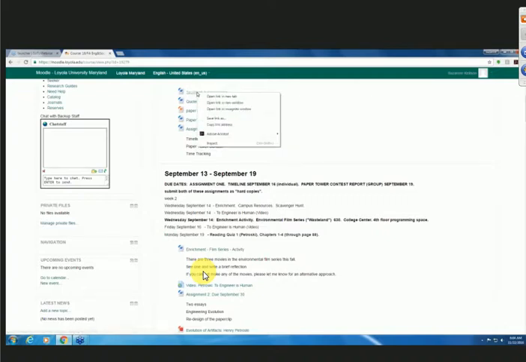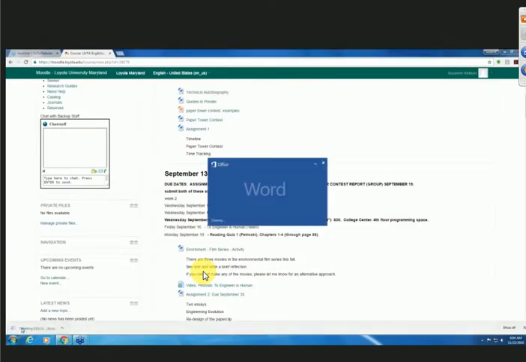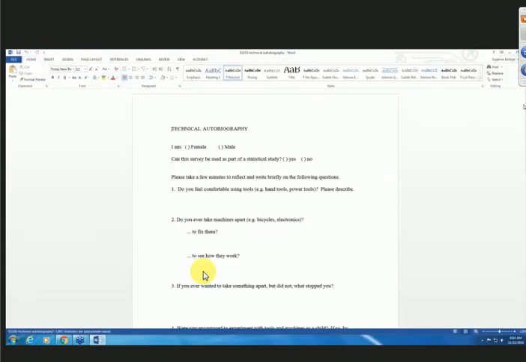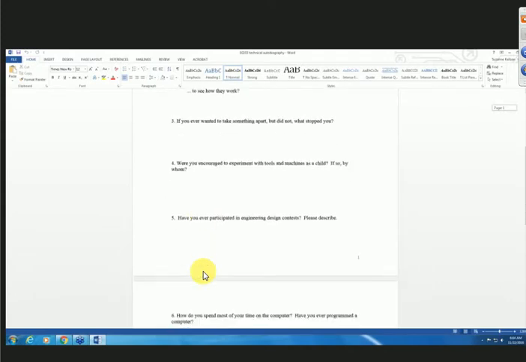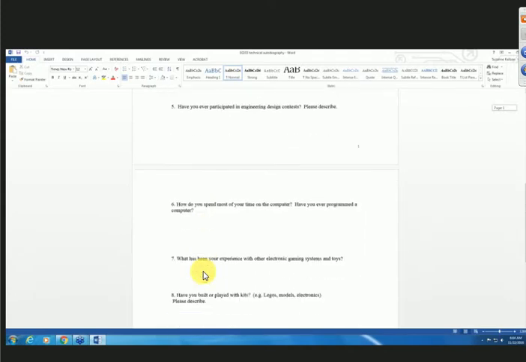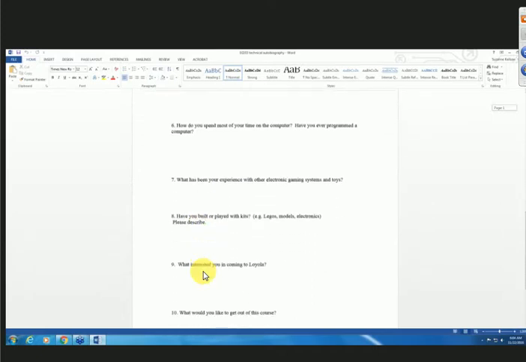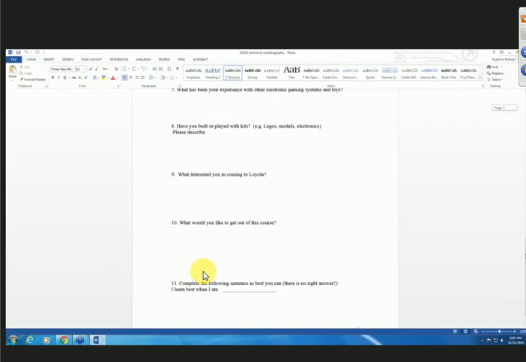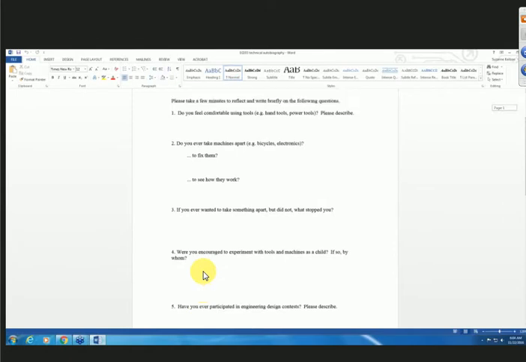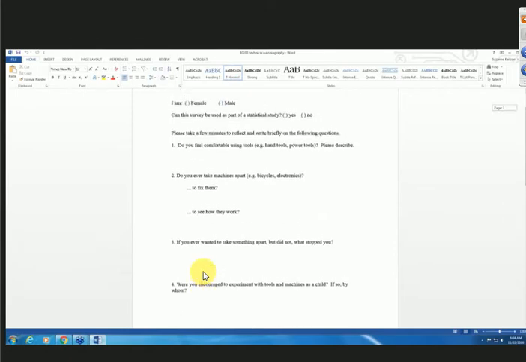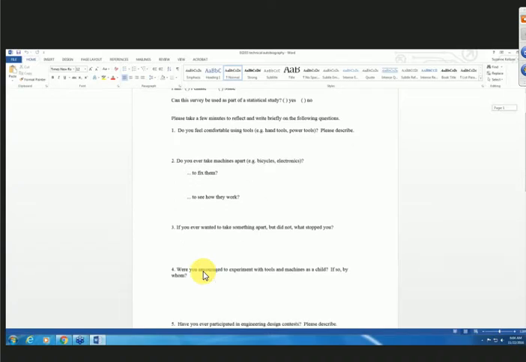So in that technical autobiography, I ask questions about what they have experienced and how they feel about using tools and machines, doing experiments. Have they done design contests? How do they use the computer and so on? So you can see here just some basic questions that I ask. And what I have found over the years is actually very interesting.